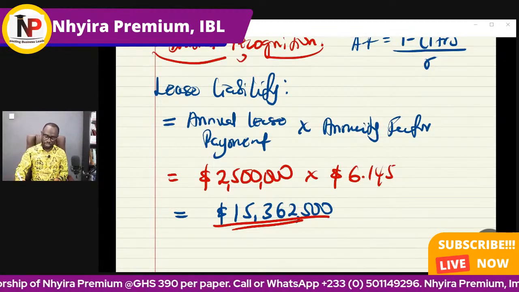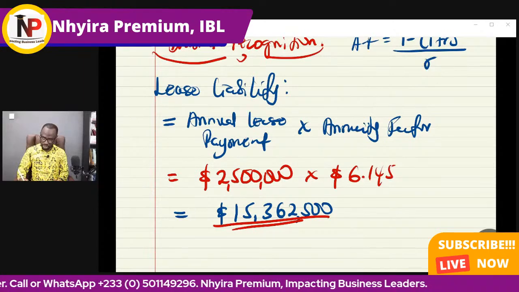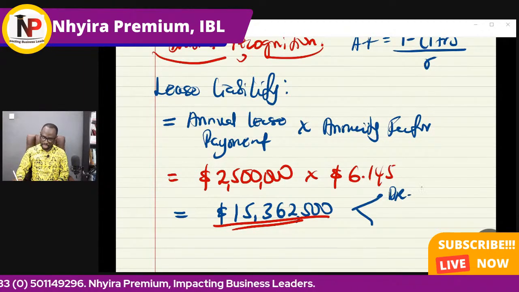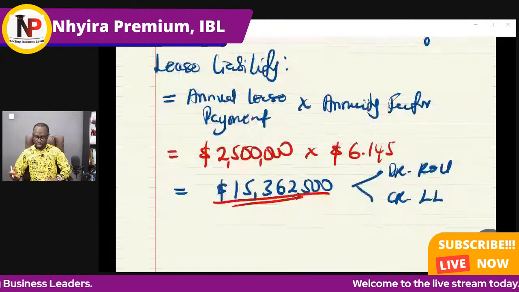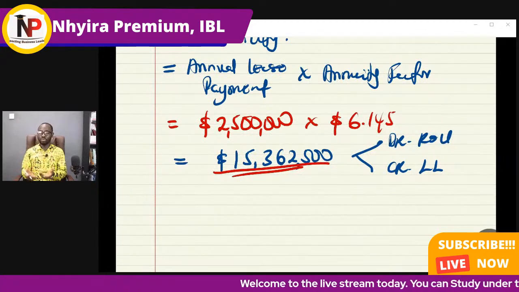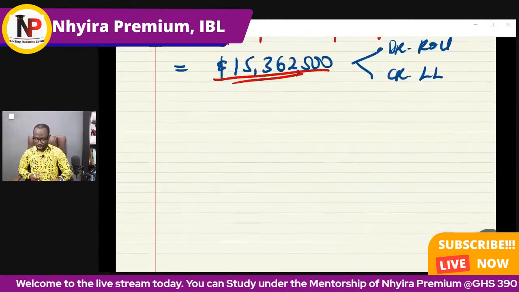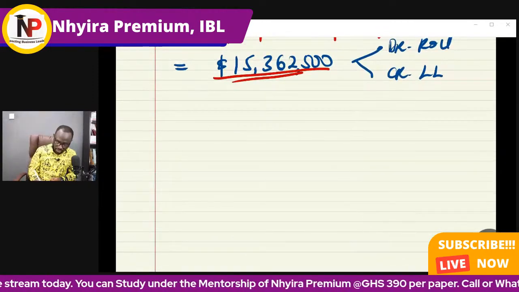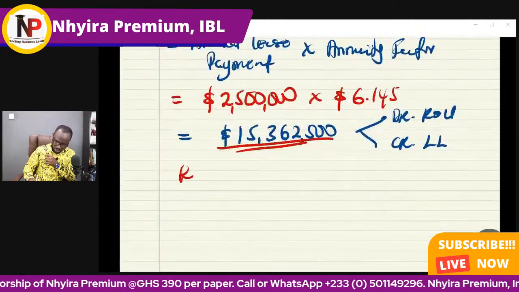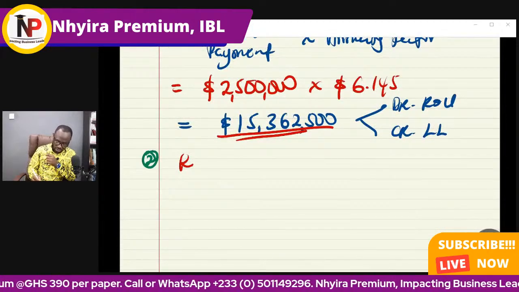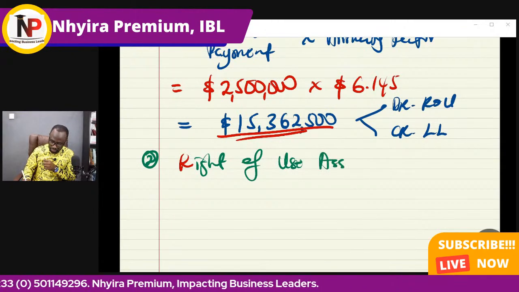So the double entry for this lease liability, like I said, you are not supposed to show in the exam like that. It's good to debit the right of use assets and then credit lease liability. That is the double entry. So our lease liability is going to be 15,362,500. Then we recognize the right of use assets. Remember, I told you that we need to number, so that is workings 1, and this is workings 2. So right of use assets.